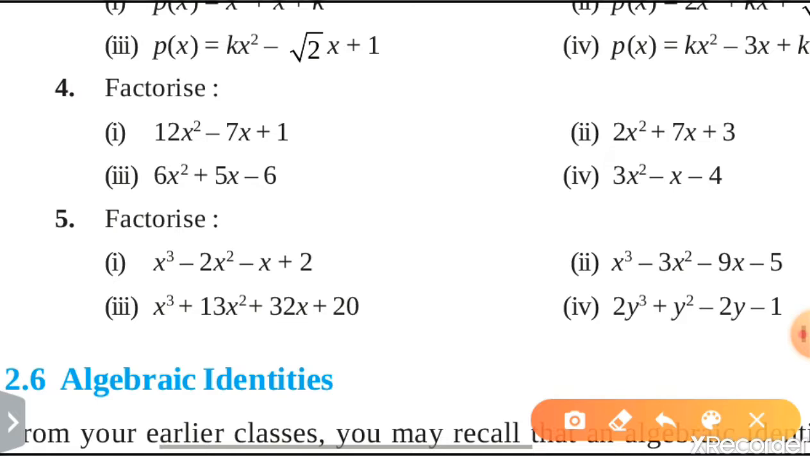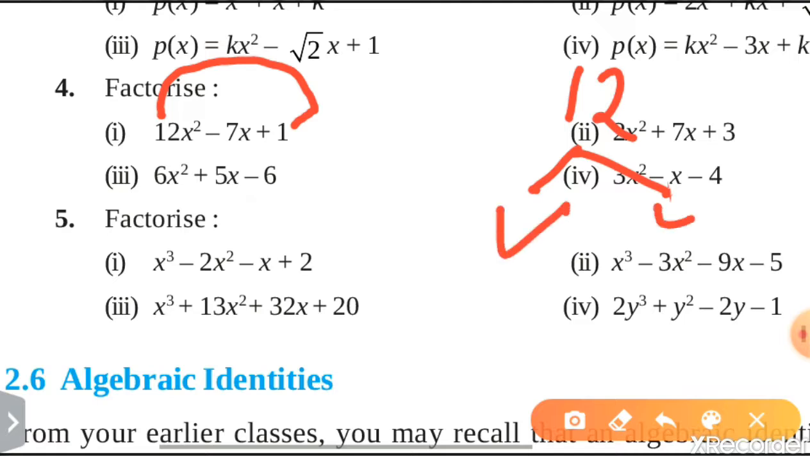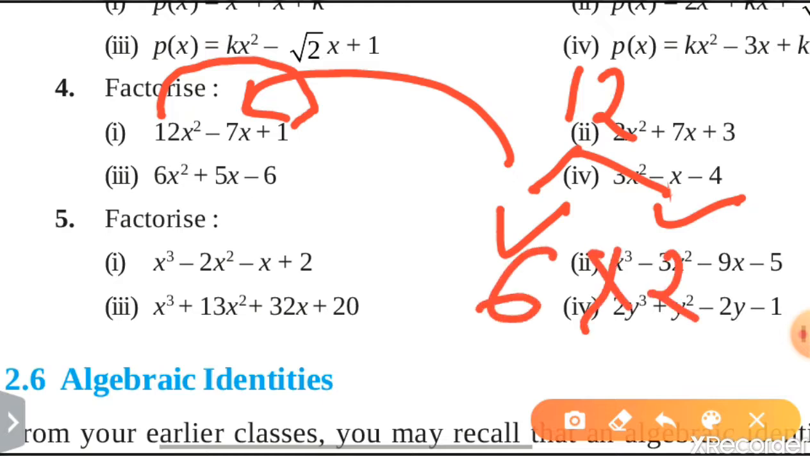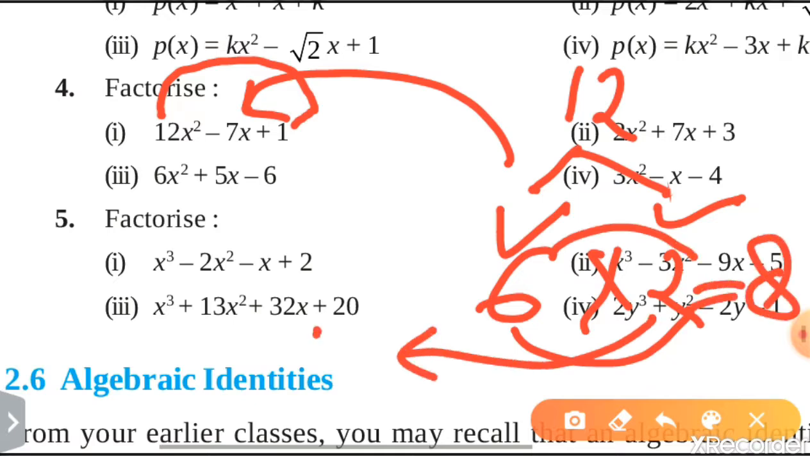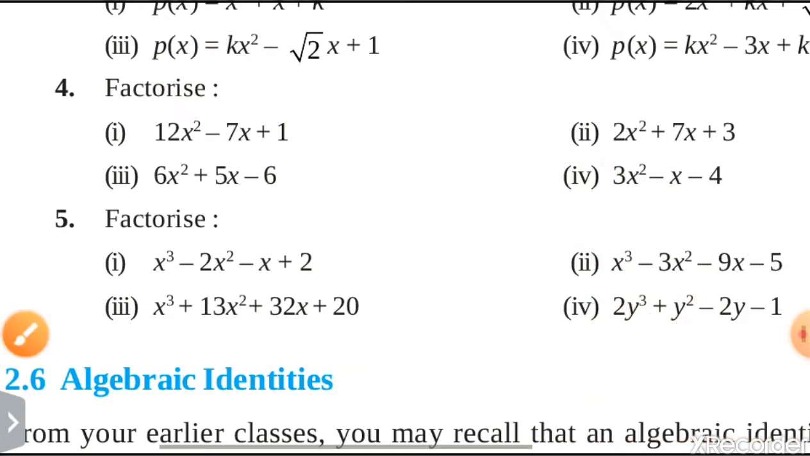First, we will multiply 12 by 1, so 12 is there. Now we have to take the factors of 12 in such a way that the sum of these two factors should be equal to 7. We know that 6 times 2 is 12, but 6 plus 2 is 8, and 6 minus 2 is 4. So it does not satisfy the condition. We have to take another factor.